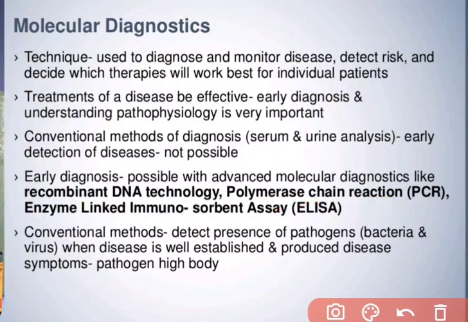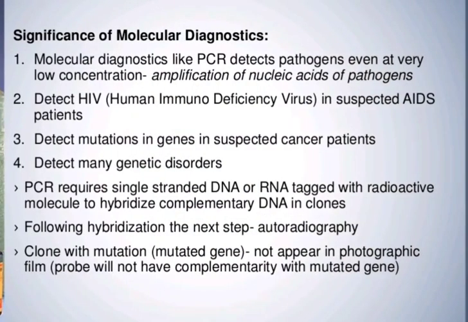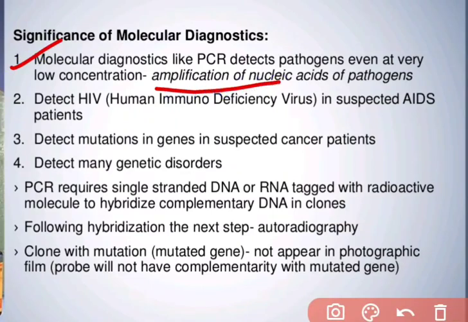Now we come to the significance of molecular diagnosis. What is the significance here? Molecular diagnostics like PCR, polymerase chain reaction, detect pathogen even at very low concentration. At the initial stage, when the symptoms are not appearing in the body, PCR can detect the pathogen, because polymerase chain reaction amplifies the nucleic acid of the pathogen. If it is amplifying, we can detect the presence of the pathogen in the body. That is the main importance of PCR.